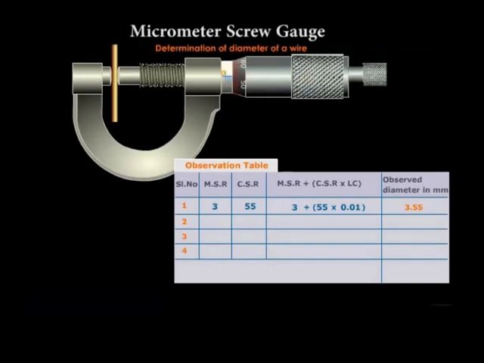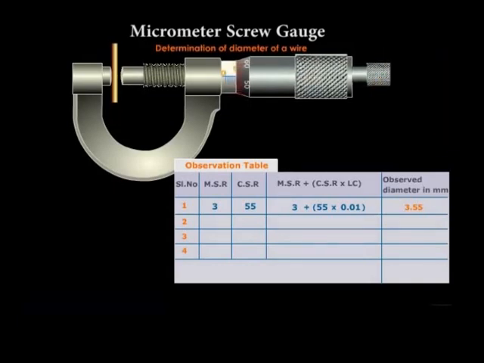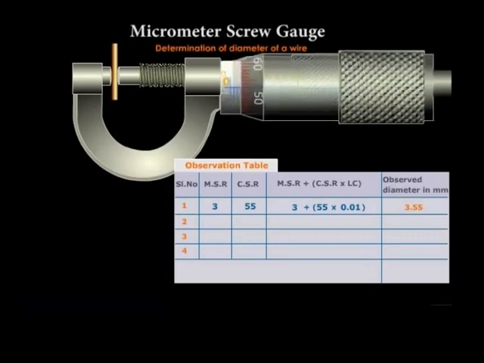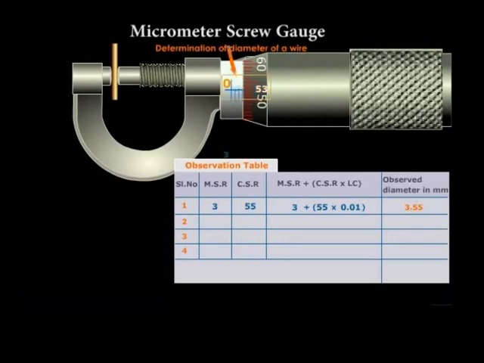I can repeat the experiment for various sections of the wire. Again, the main scale reading is 3 millimeters. This time coinciding scale reading is 53. Calculating 3 plus 53 times 0.01 gives me 3.53 millimeters.